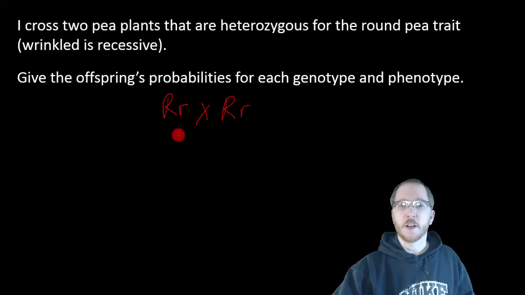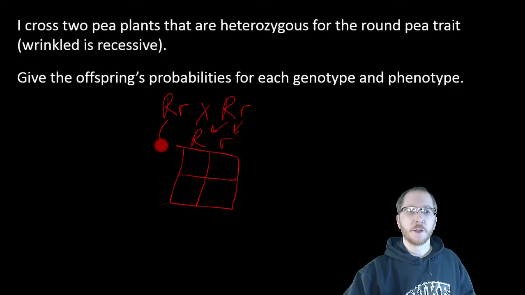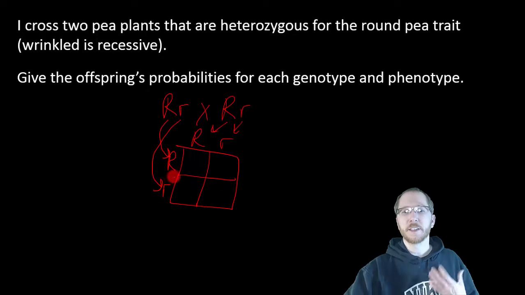So this is our cross, this guy with this guy. We then set up our same scenario, fill in the possible gametes, right? This can pass on the big R or the little r. This one can do the same. I like to put the dominants always up top. You don't have to, you could put them in either place. That's just what I do. And then you start to fill in the grid.